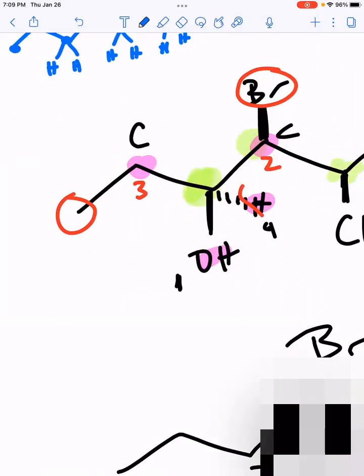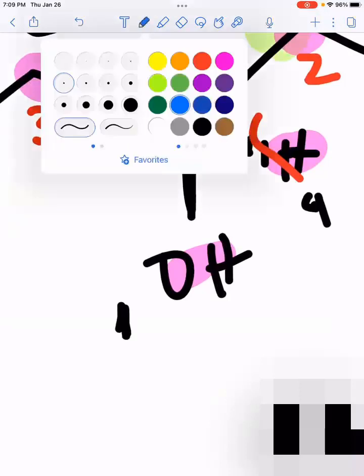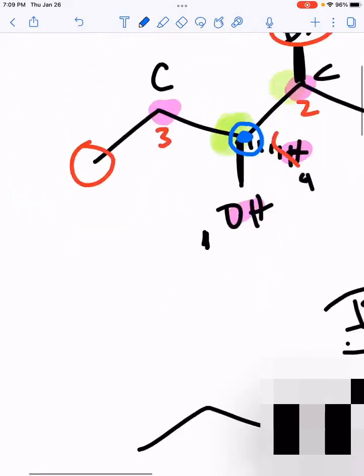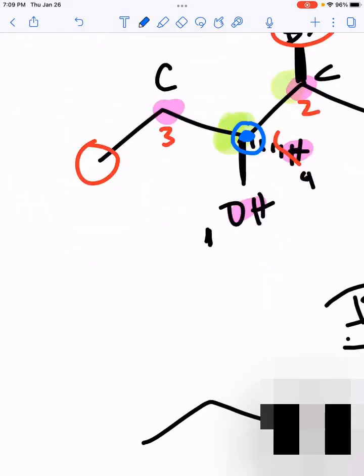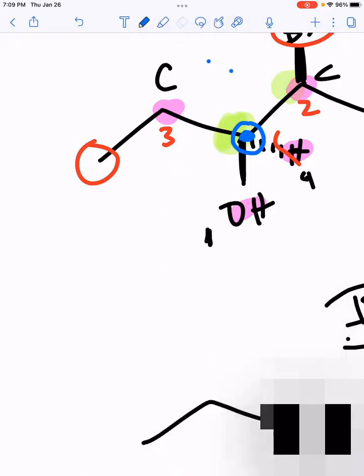Oh, no. Okay, so let me clear that up. So the configuration is only with respect to the chiral center that we're looking at. So it's this carbon right here. And it's chiral because it has four different groups attached to it. So the OH is one of the things that's bonded to it. The hydrogen is bonded to it. And then on each side, on the left and right side, there are carbons bonded to it.